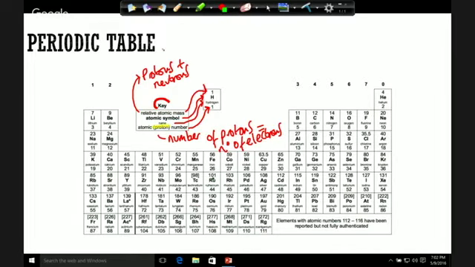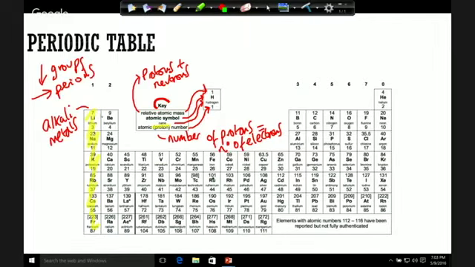So a few things that we need to know about the periodic table. We need to know about this first group here as well. This first group is called the alkali metals. And these are quite reactive metals. They are in group 1. We call the columns on the periodic table groups. And we call the rows on the periodic table periods. Okay, so that's one to remember.